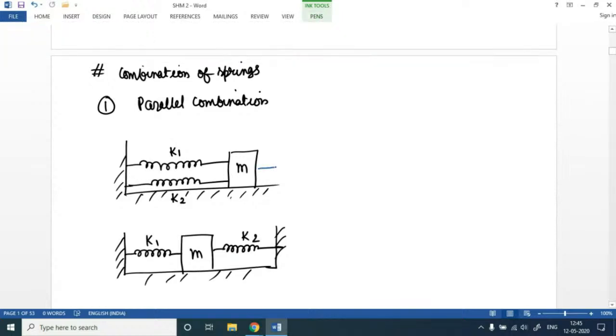So let's say we have displaced this block by some x. Okay, so you must realize the elongation in this spring would be x as well. Okay, x1 would be x, you can say, and the elongation in this spring would be x as well. So in that case, this spring will exert restoring force k1x, and this spring will be exerting restoring force k2x. So in this case, the net restoring force you will be writing would be minus k1 plus k2 times x. Similar would be the case in this scenario over here.